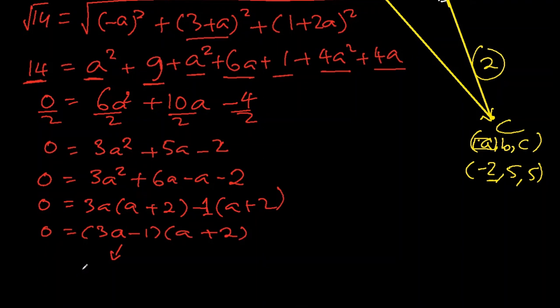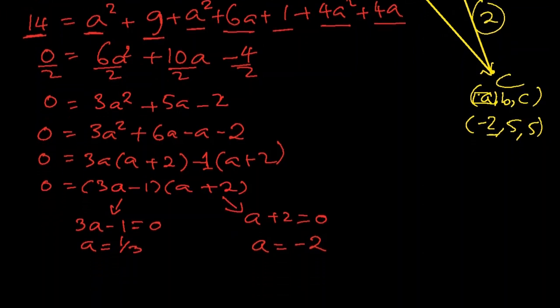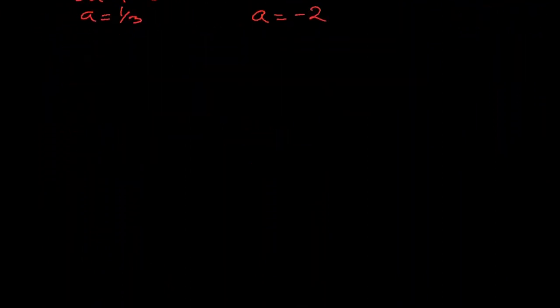So the first value of a will be through 3a minus 1 equal to 0. Second will be a plus 2 equal to 0. This gives us the answer straight away, a equal to minus 2. And this will give us a equal to positive 1/3. So since we have the values of the parameter, there are two values for that parameter.